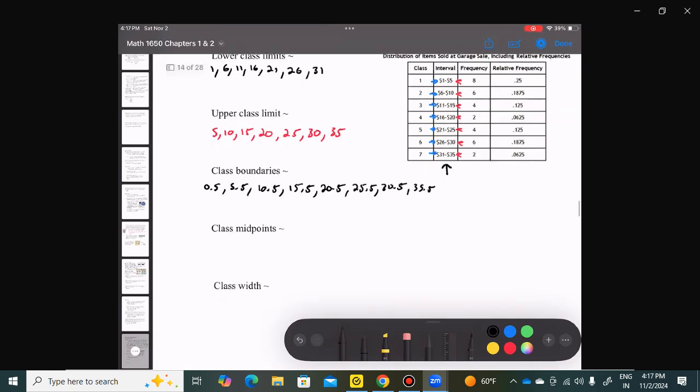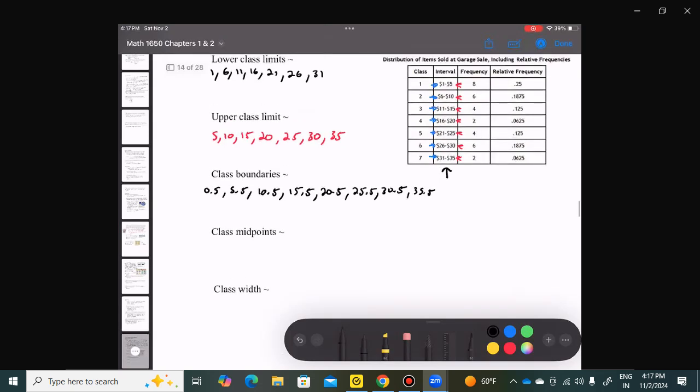Right. Class midpoints is you take the upper and lower limits for each class. I'm going to do the first one, you find the average. So 1 plus 5 is 6 over 2, which is 3. Okay, so your midpoints are 3, 8, 13, 18, 23, 28, 33.